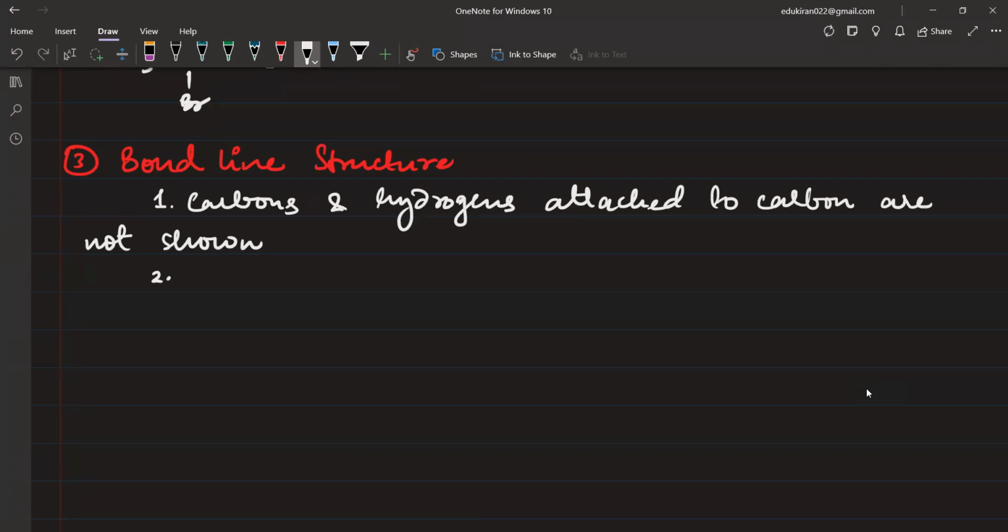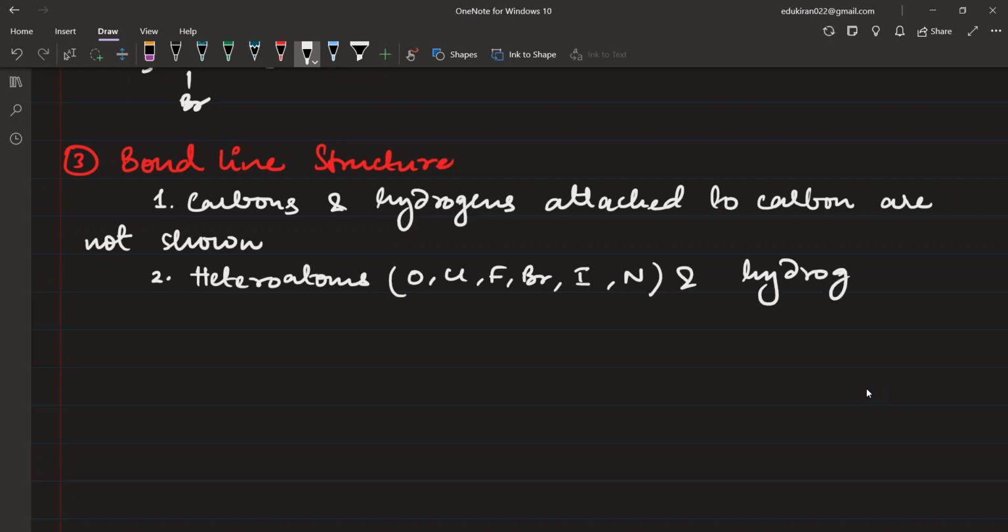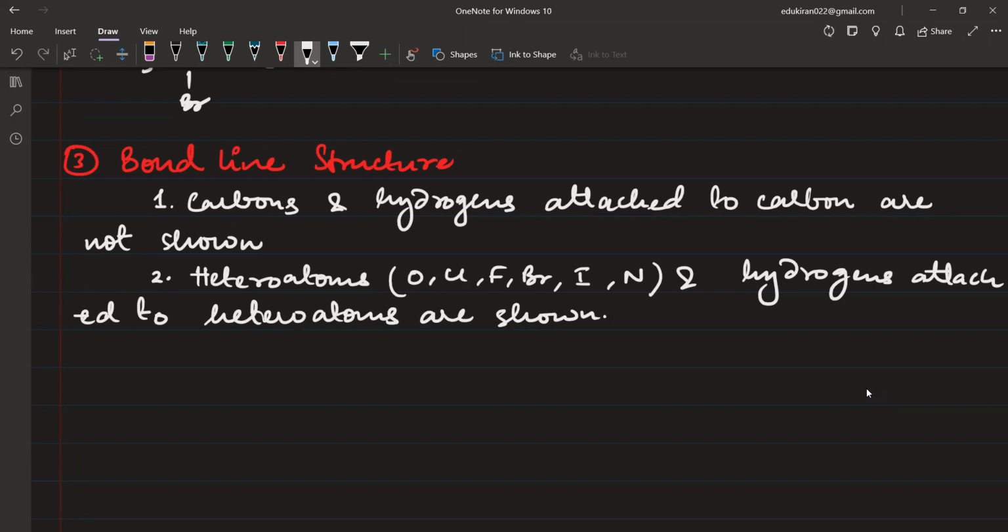Second, heteroatoms. Heteroatoms are the heavy atoms: oxygen, chlorine, fluorine, bromine, iodine, nitrogen. Heteroatoms and hydrogens attached to heteroatoms are shown.